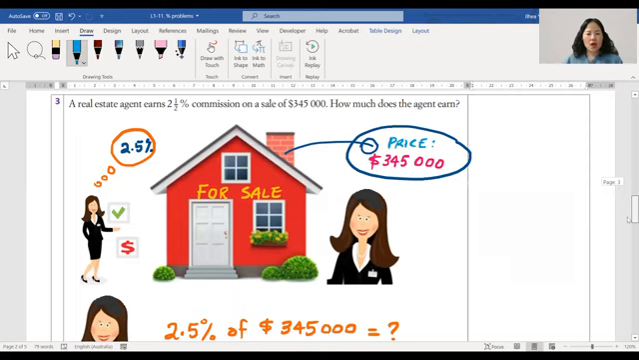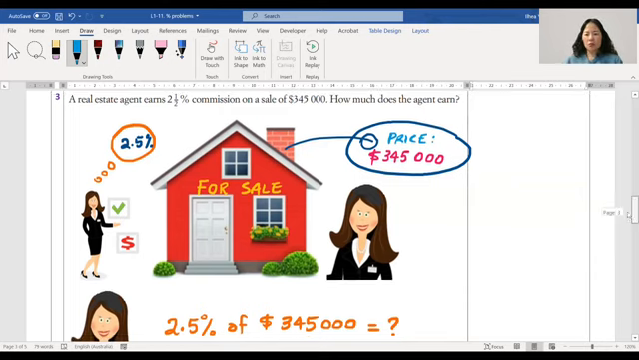Question 3. A real estate agent earns 2.5% commission on a sale of $345,000. So say it's a house. How much does the agent earn? So say, for example, this house is $345,000. The agent will get 2.5% of that sale. So now she's going home and thinking, how much will I get?